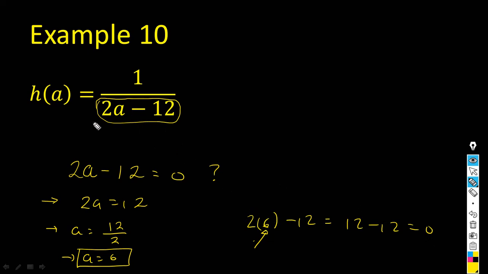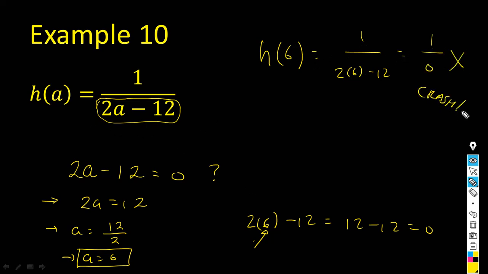Because if you try to evaluate the function in that number, what's going to happen is you will have this and you will have this, and the function is going to crash. Okay, and so you want to eliminate this number from the domain. So let's go into the answer. The domain of h equals all the real numbers except the number 6 only. This is the only number that will be kicked out of the domain.